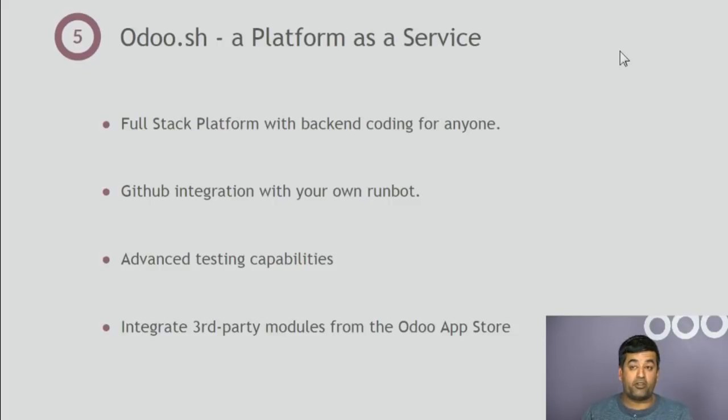If you need to utilize any third-party application, either by the Odoo community or by a partner, you need to be on Odoo.sh. It's the only option. So: third-party modules, advanced testing and staging, developments, GitHub integration with your own runbot, and a full stack platform with access to the code.